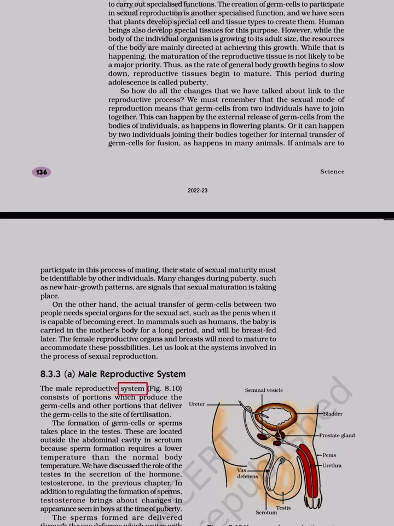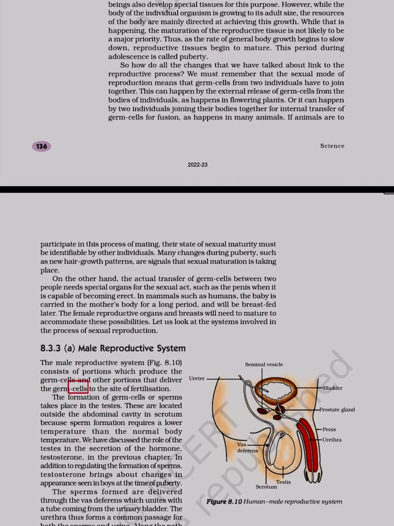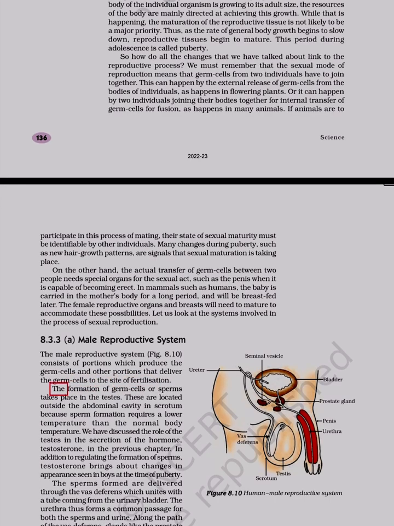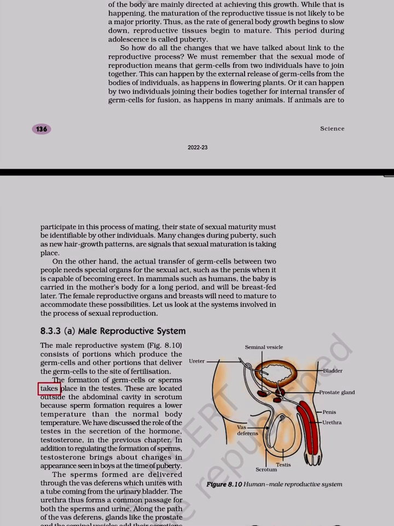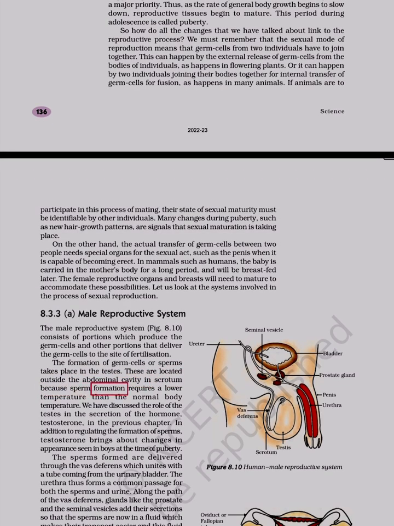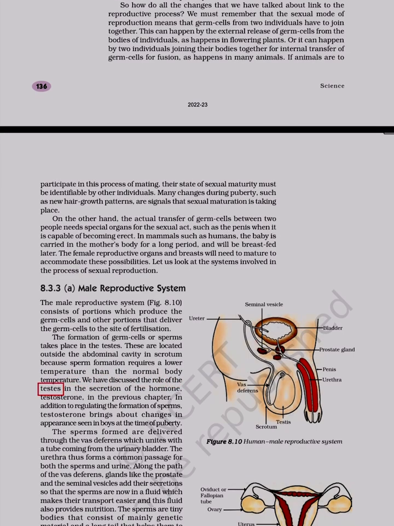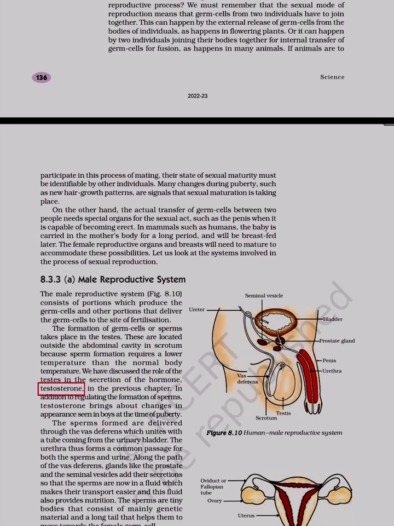The male reproductive system, figure 8.10, consists of portions which produce the germ cells and other portions that deliver the germ cells to the site of fertilization. The formation of germ cells or sperms takes place in the testes. These are located outside the abdominal cavity in the scrotum because sperm formation requires a lower temperature than the normal body temperature. We have discussed the role of the testes in the secretion of the hormone testosterone in the previous chapter.